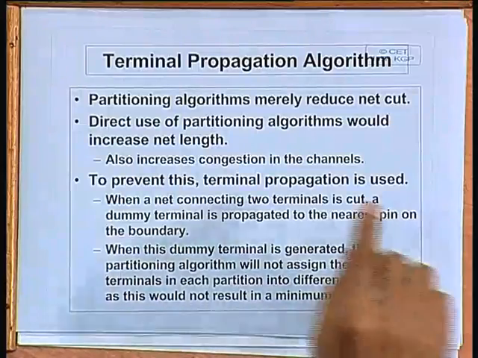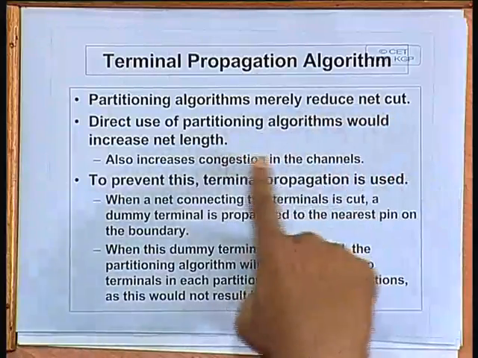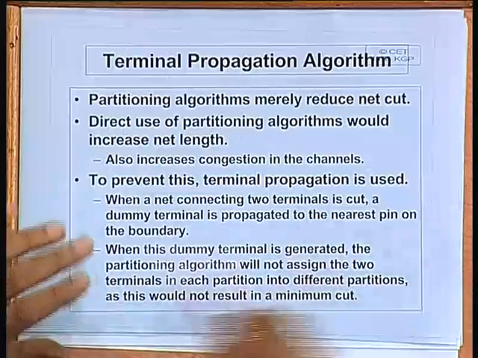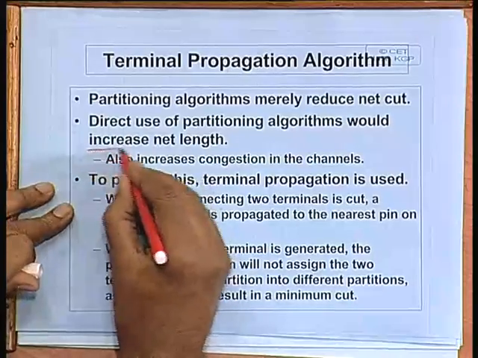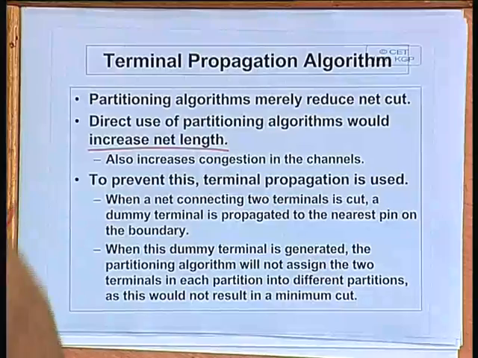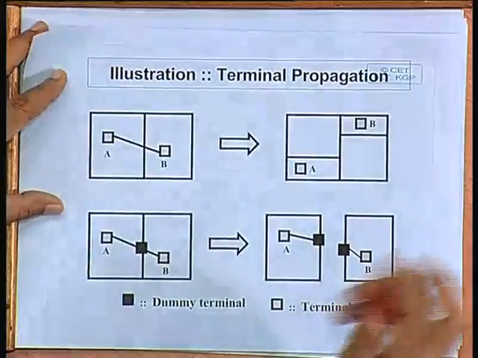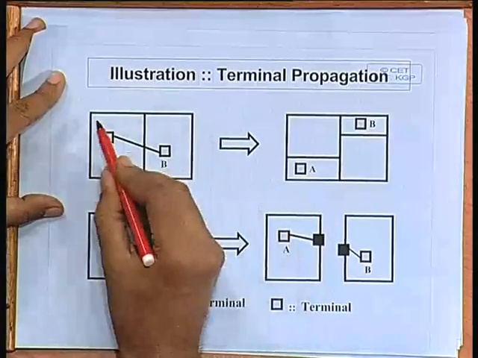Another approach is called terminal propagation. I am mentioning this also very briefly. Algorithms like Brewer's algorithm, if we apply them blindly, as I told you, sometimes net length may increase. Why? I have an example in Excel that I am showing. Suppose this was a scenario.